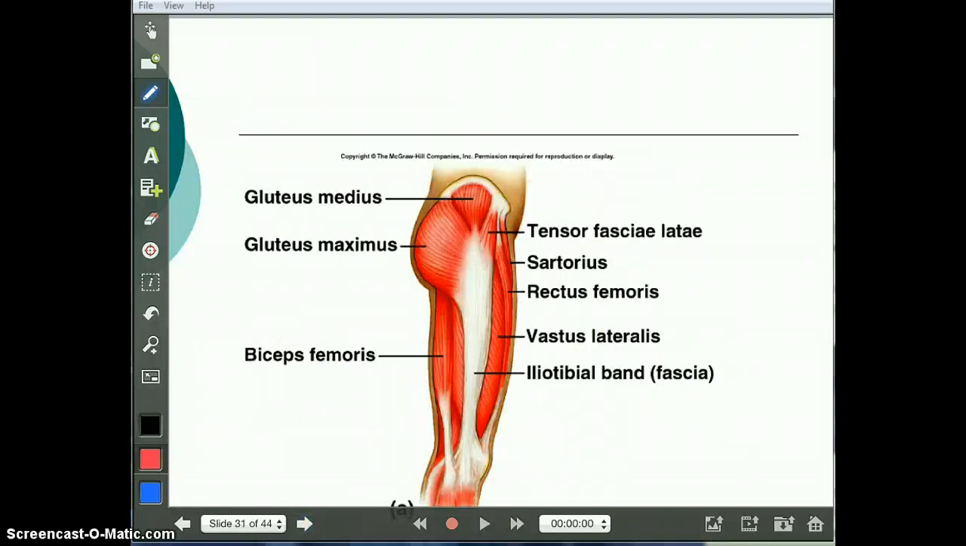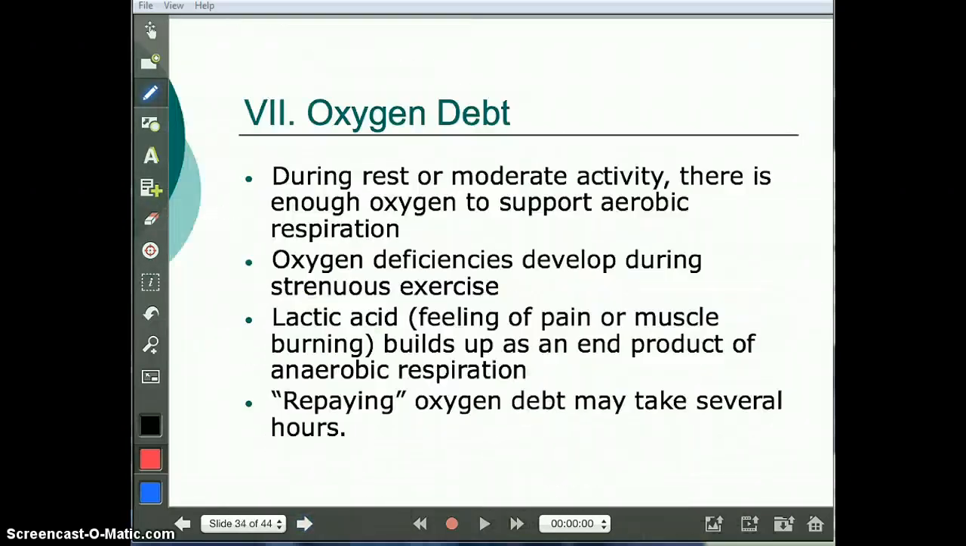But the new stuff today, we're going to be talking about oxygen debt. Now, what this really refers to is when your muscles get tired, we can still make energy. But unfortunately, when we make energy, instead of a waste product being the great CO2, the carbon dioxide that you breathe out, we actually start to develop a chemical in our blood called lactic acid.